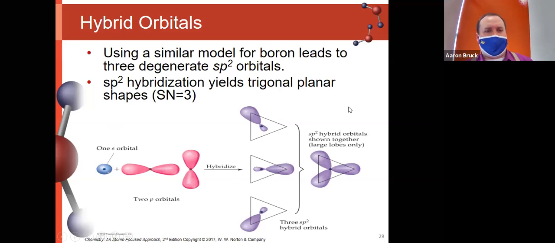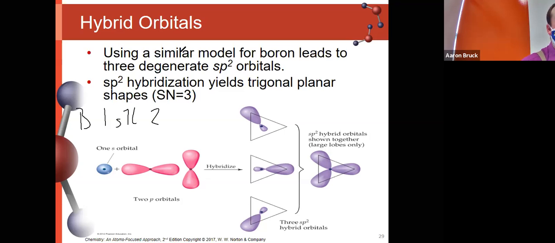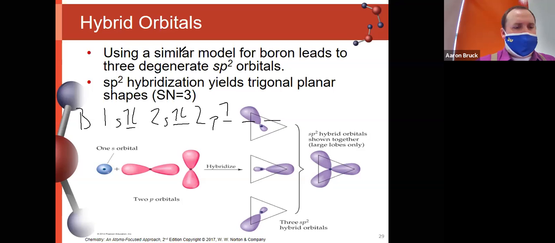Okay, let's look at another example. This time we're going to look at boron. Now, in boron, we had 1s2, 2s2, 2p1. So again, you would look at this and say, based upon these results, boron can only form the one chemical bond. This one unpaired electron in the p sublevel would be the thing that boron could use to do its bonding.